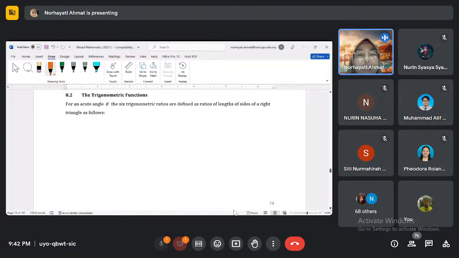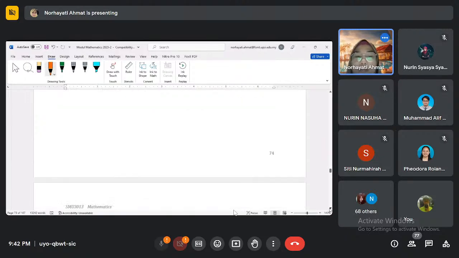Okay, so we have 6 trigonometric function. For an acute angle, the 6 trigonometric function ratios are defined as ratios of length of side of a right triangle as follows. Okay, kita tengok gambar dia.